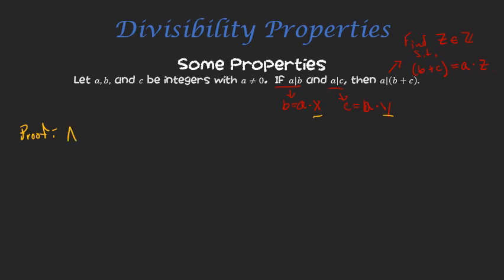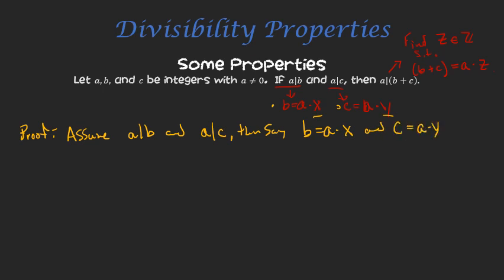So we'll start by assuming that a divides b and a divides c, and then we'll just write out what that means using what I just talked about, right? We'll just use the definition of divisor. So a divides b and a divides c, then say b equals a times x and c equals a times y, where x and y are integers.